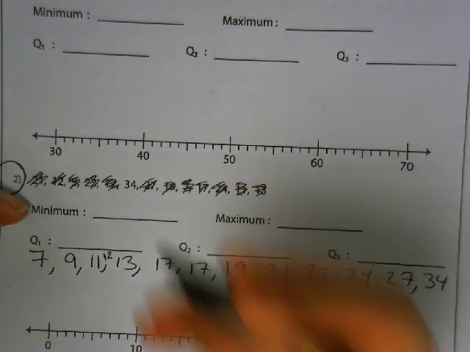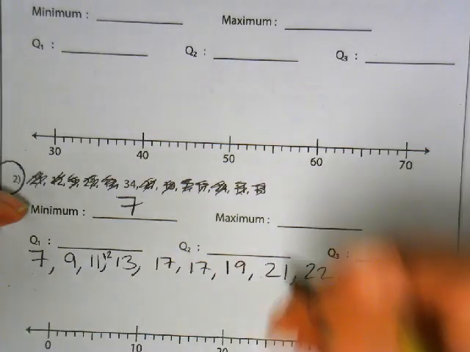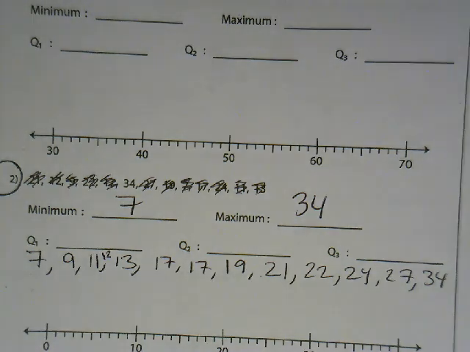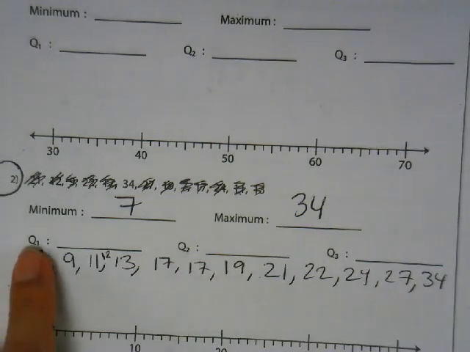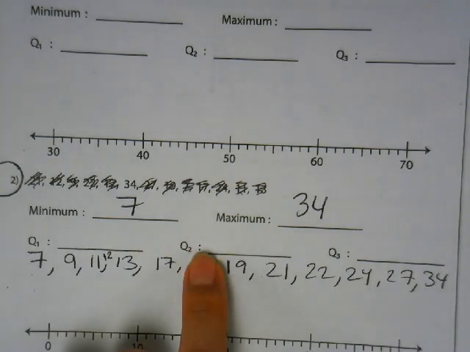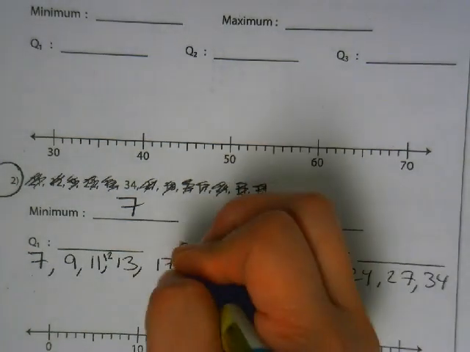7. What's the maximum? Those two answers should be the easiest thing you do. Minimum is the smallest number. Maximum is your biggest number. Okay, which one can I find: quartile 1, 2, or 3? 2. You can't do 1 or 3 without doing 2 first. How do I find quartile 2, otherwise known as the median?